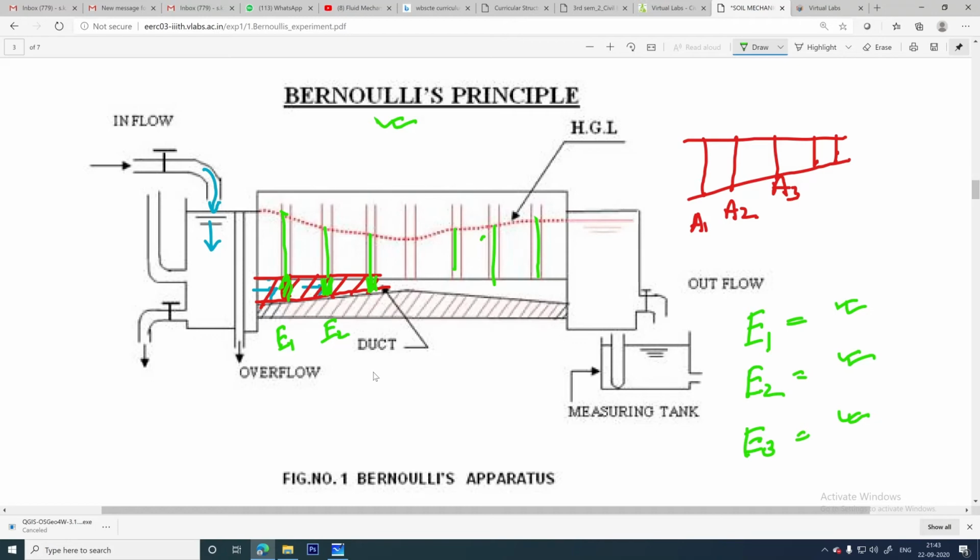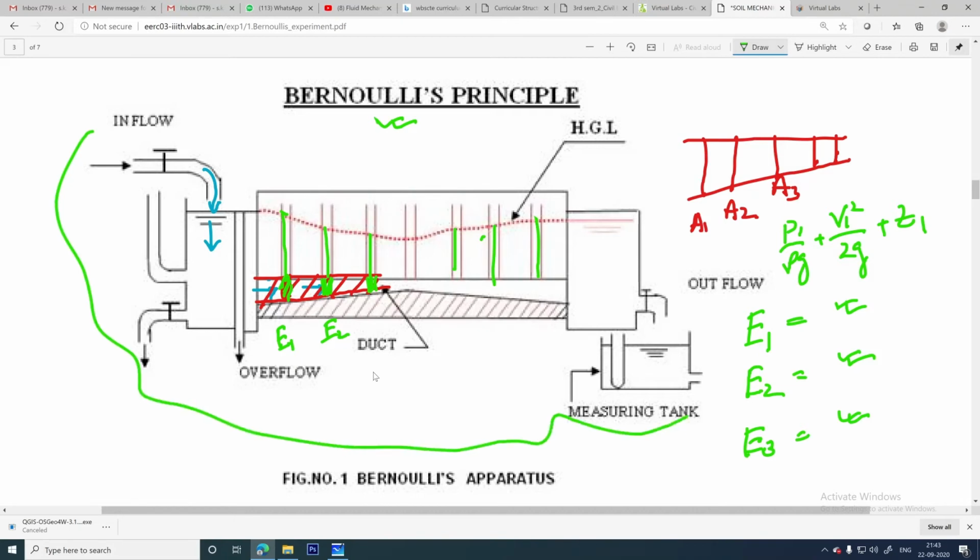And what is E1, E2, E3? E1 is basically the formula that we just derived, that is P1 by rho g plus V1 square by 2g plus Z1. Now Z1, Z2 and Z3 will be the same, because this structure is perfectly horizontal. If it is inclined, then Z1 and Z2 are different values, but as this is properly horizontal, we will get the same value of Z1, Z2, Z3 and Z4 as well. So that is the verification of this Bernoulli's theorem.